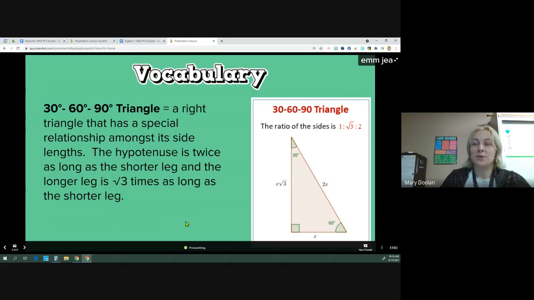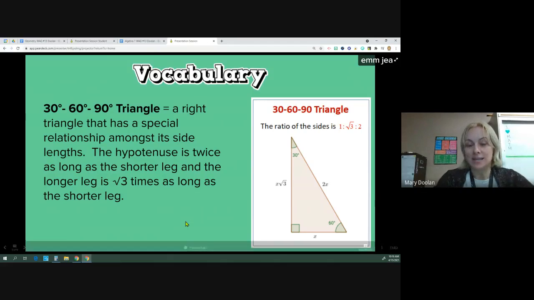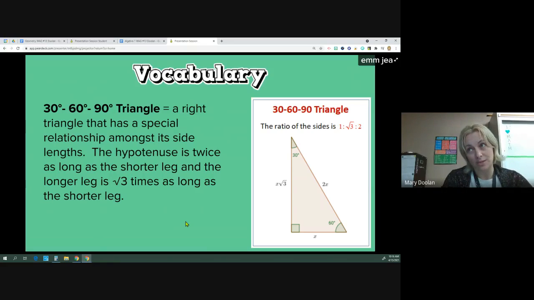Okay, so we have our vocabulary for today. A 30, 60, 90 triangle is a right triangle that has a special relationship amongst its side lengths. The hypotenuse is twice as long as the shorter leg. And the longer leg is square root of 3 times as long as the shorter leg.